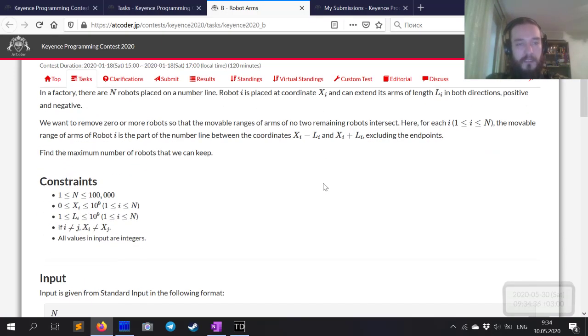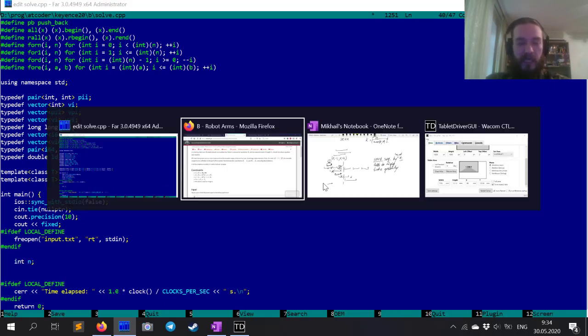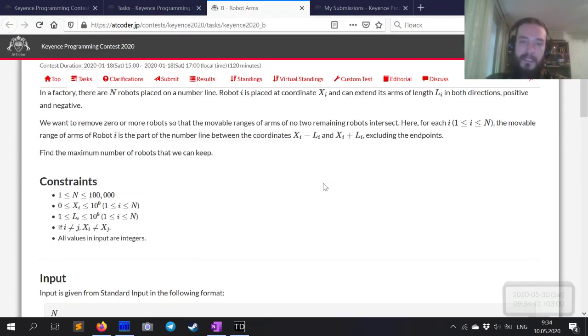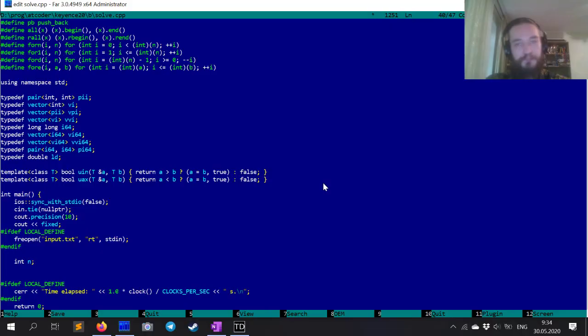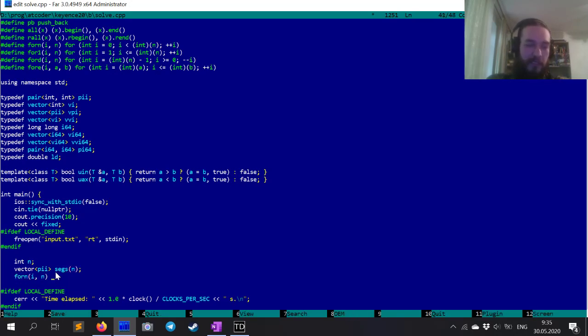So we have these segments. Let's read them. In fact, we don't care about X and L. As I said, we only care about the endpoints. So we want to sort them. In my template, PII stands for a pair of two integers. Let me find it. Okay. So we need to have n segments. Let's read them. This just iterates from 0 to n-1. Okay, so we have x and o.